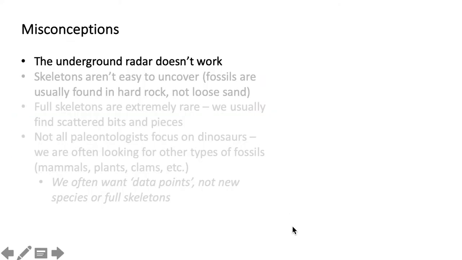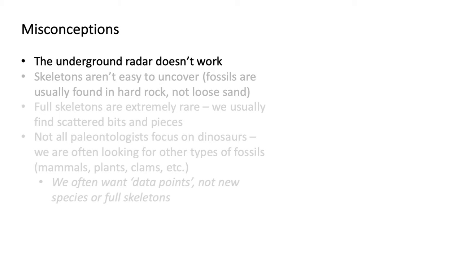Okay, so I want to briefly talk about a few misconceptions from just that 2-minute clip there. There's a lot of misconceptions there, a lot of issues that I have with that scene. First, that underground radar doesn't work. We don't actually use anything like that.